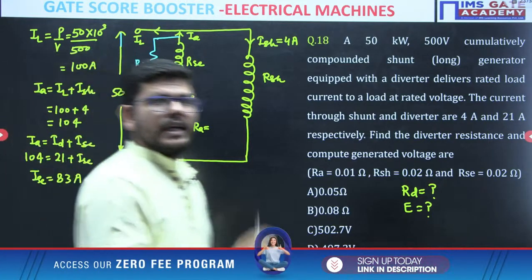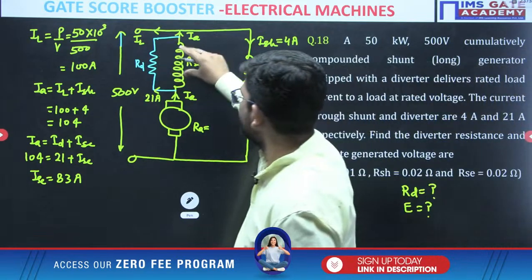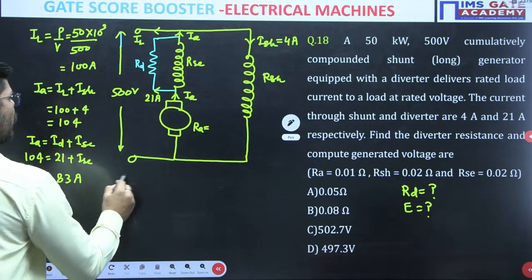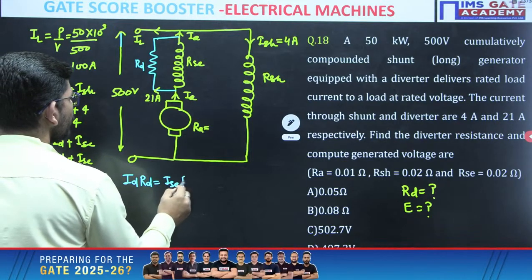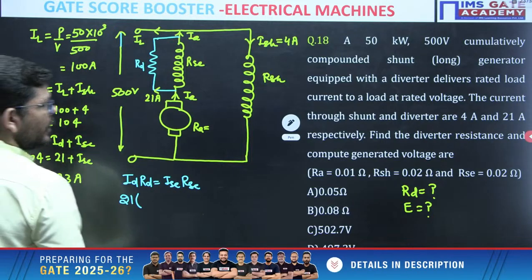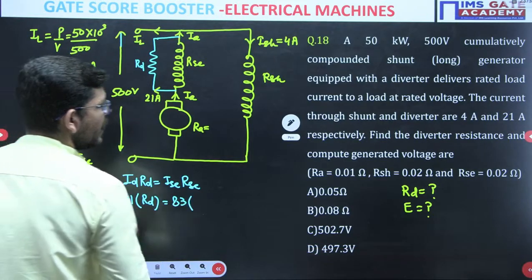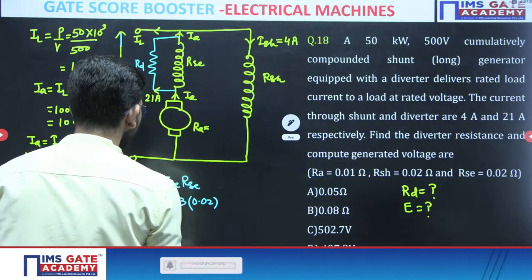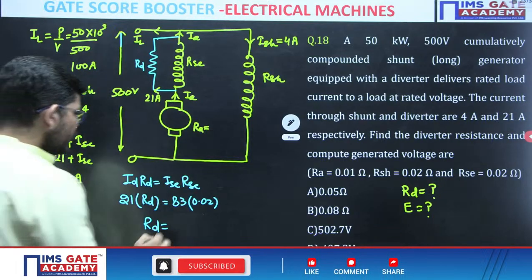Correct. Then just see the diverter. The diverter and the series field winding are both in parallel. If they are parallel, then the drop across them, ID RD, will equal the drop across the series winding. Now ID is 21 and the diverter resistance we have to find. ISC is 83 and RSC is given as 0.02. So when you solve it for RD, you will get RD equals 0.079.